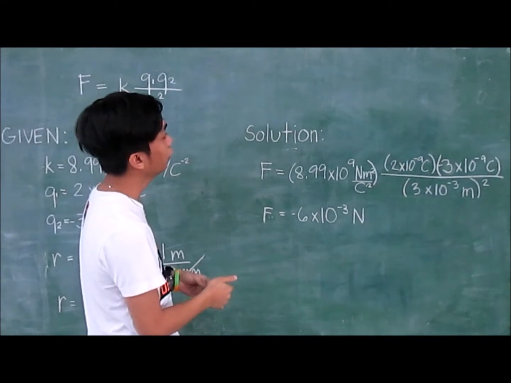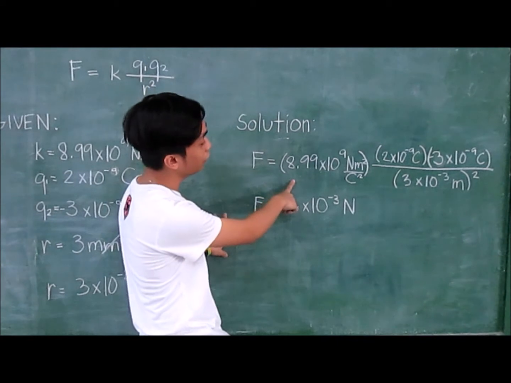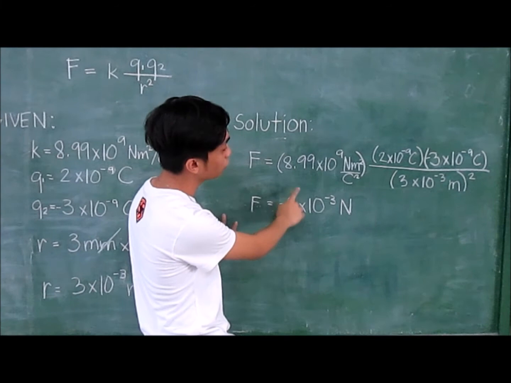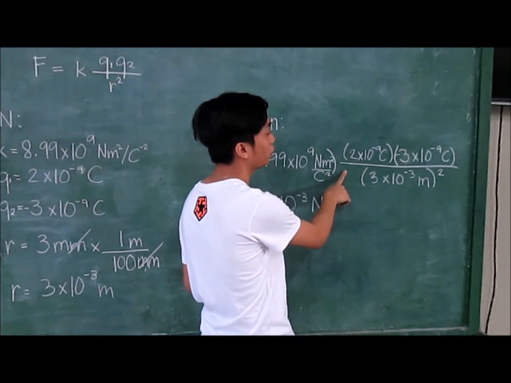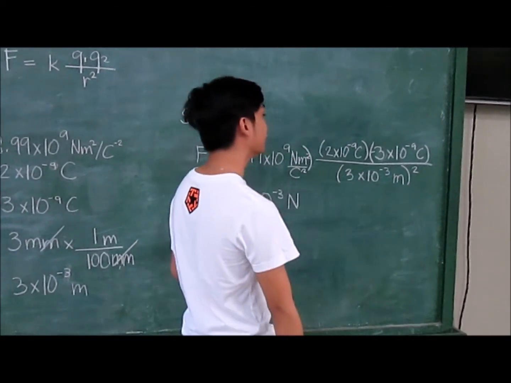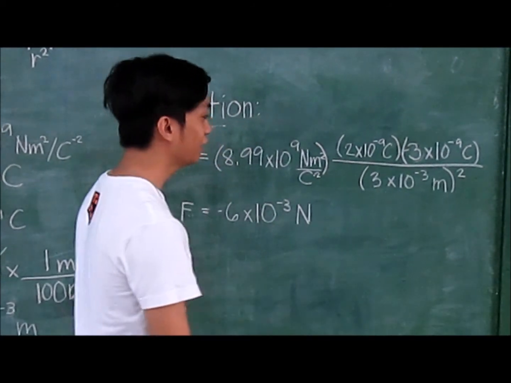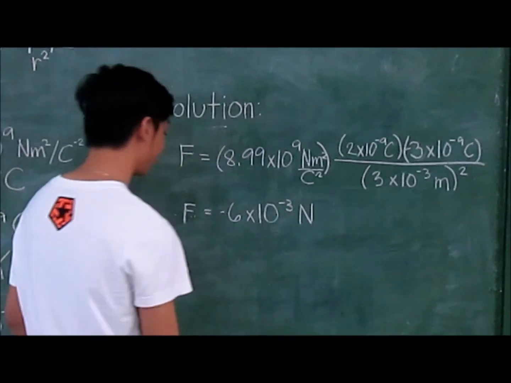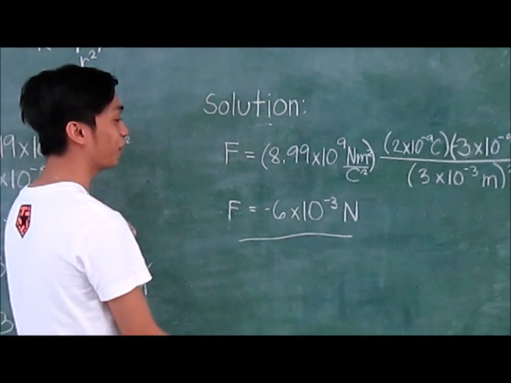From the formula, we directly substitute the given values. F equals k, 8.99 times 10 to the power of 9 newton meter squared over coulomb squared, times the first charge, 2 times 10 to the power of negative 9 coulomb, times negative 3 times 10 to the power of negative 9 coulomb, over the distance, 3 times 10 to the power of negative 3 meter squared, equals negative 6 times 10 to the power of negative 3 newton.